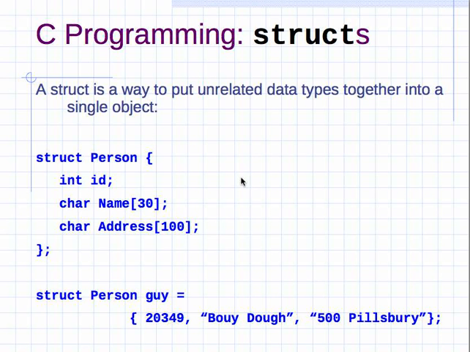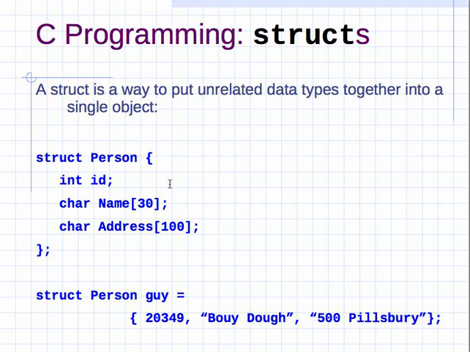If you haven't seen structs before, they're sort of like Java classes, only they don't have any methods. No methods are allowed in C structs. A struct is just a way to put unrelated data types into a single object, sort of like in the case of classes, where you can have a class, let's say person, with a whole bunch of data members. Same idea with structs, only the difference is that there are no methods, no member functions in structs.